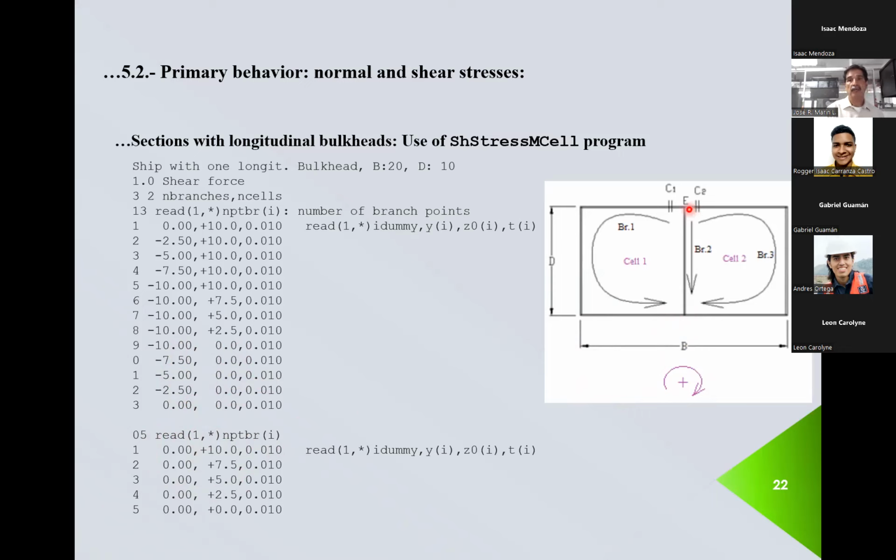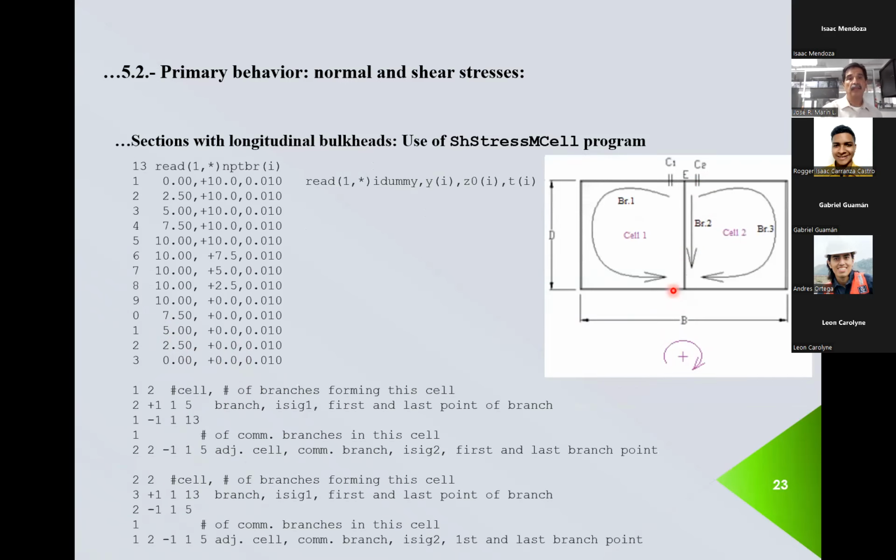So we go from here until down here. And then we have the information for the third branch, which is something like this, and we use 13 points. You see that we have 1, 2, 3, 4, 5 points from here to here, then 5 points from here to here, and then another 5 points from here to here.